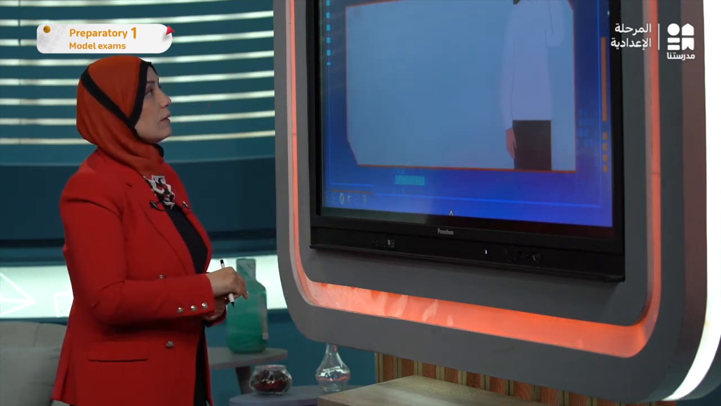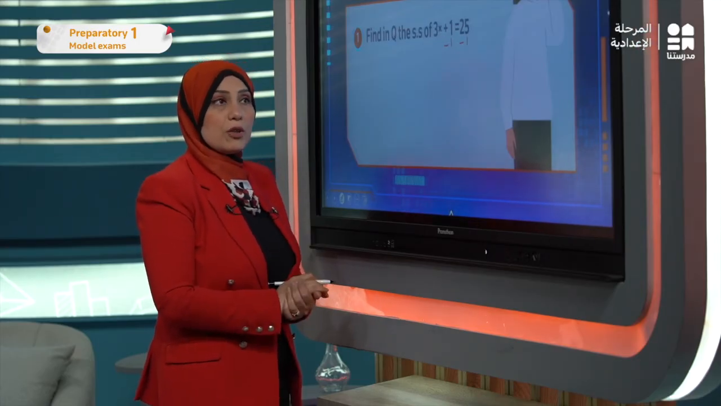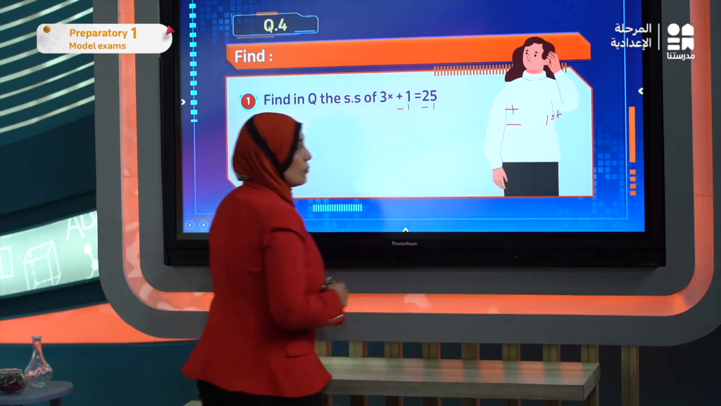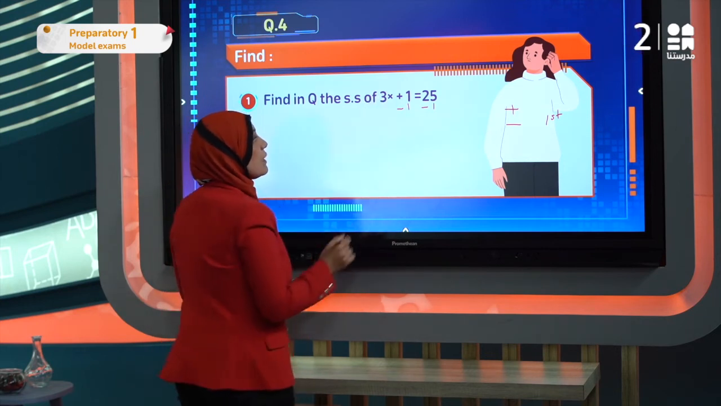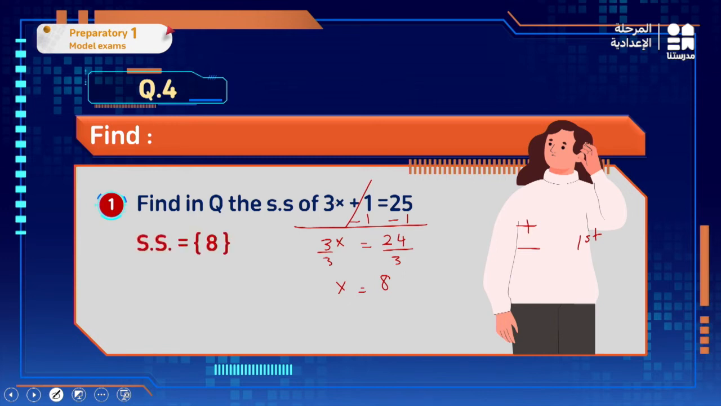Question 4. Number 1. Find in Q the solution set of 3x plus 1 equals 25. Let's subtract 1 from both sides. All we need is to get the variable alone. How can we get the variable alone? Do the addition and subtraction first. Don't forget, add and subtract first. Here the relationship between 3 and the x is multiplication. Then cancel this one. 3x equals 24. Then divide by 3 both sides, so x is 8. 24 divided by 3 is 8. So the solution set equals 8.